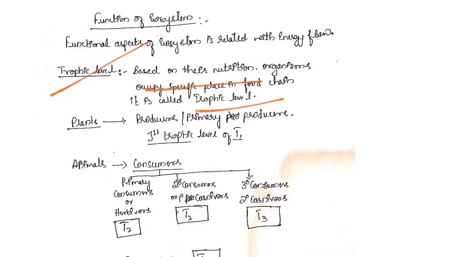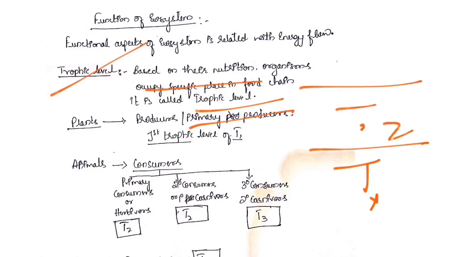Usually plants are producers. Plants are also called primary producers. They occupy the first trophic level. Next, the consumers. Consumers are of three types. Primary consumers, which feed on plants, occupy the second trophic level. Next, secondary consumers occupy the third trophic level, and tertiary consumers occupy the fourth trophic level.